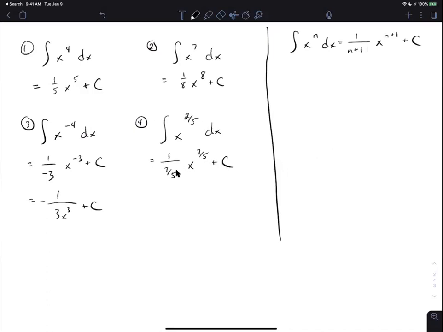And so if I bring the 7/5 down, it cancels, and I subtract 1 from the power, and I get this. Does that make sense to everybody? So that does work, but then you should probably write this as 5x to the 7/5 over 7 plus c, because the 1 over 7/5 flips. Okay, any questions on that?